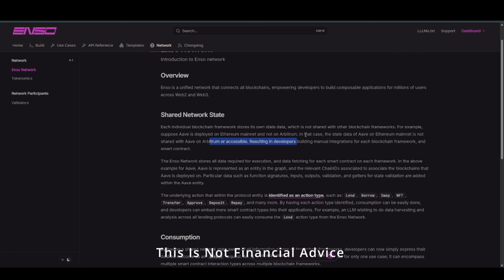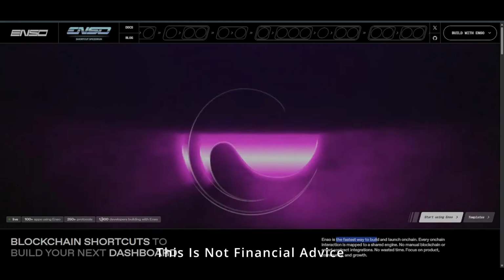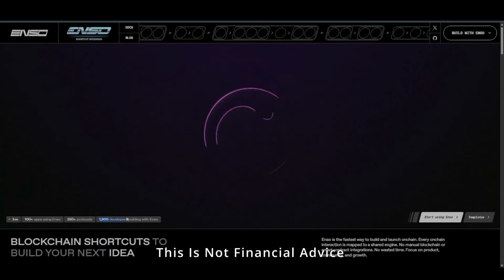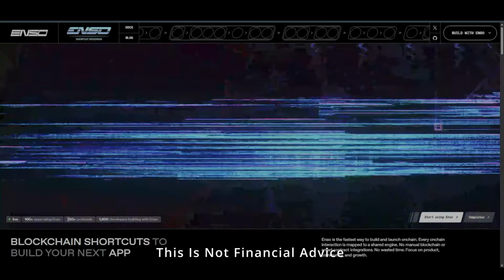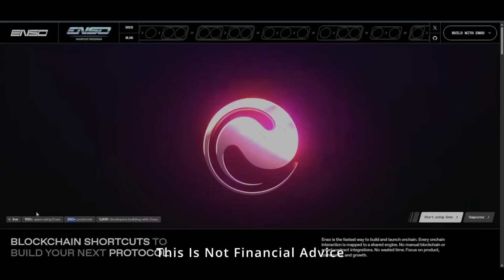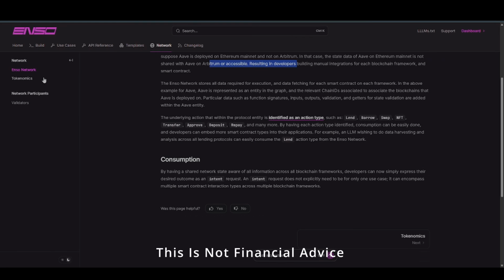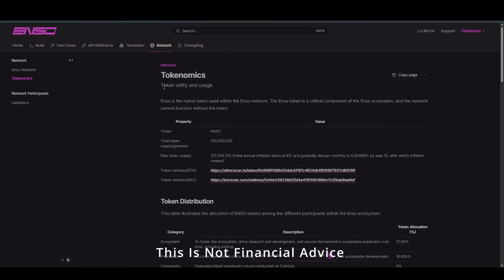Now if you look at the ecosystem, they have over 1900 developers, 250 plus protocols, and 100 plus apps using Enso, so that's a really big one, and they do mention it. If you go to the tokenomics section and look at the Enso token, Enso is the native token used within the Enso ecosystem. The token is a critical component of the ecosystem, and the network cannot function without it. So that is something you should know.